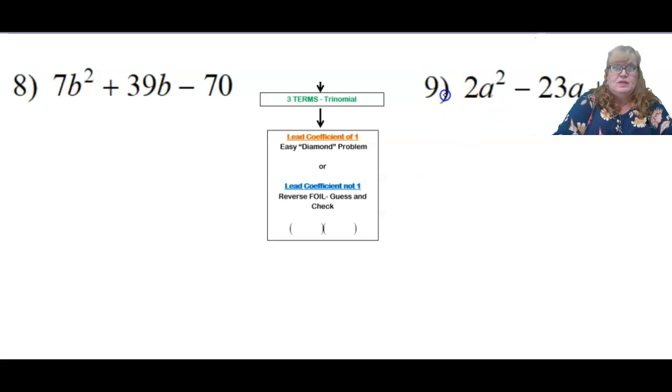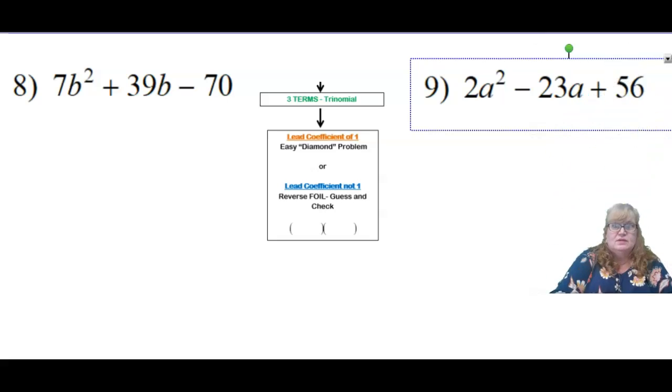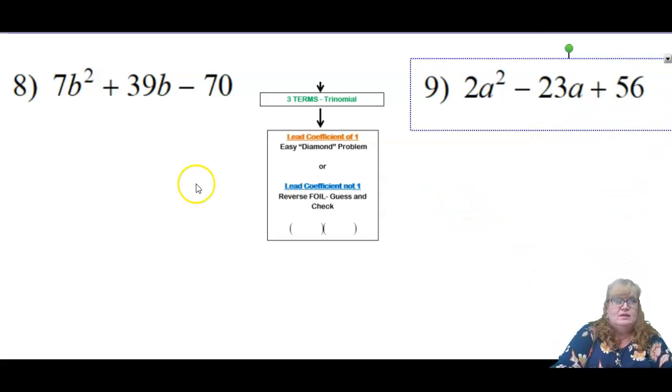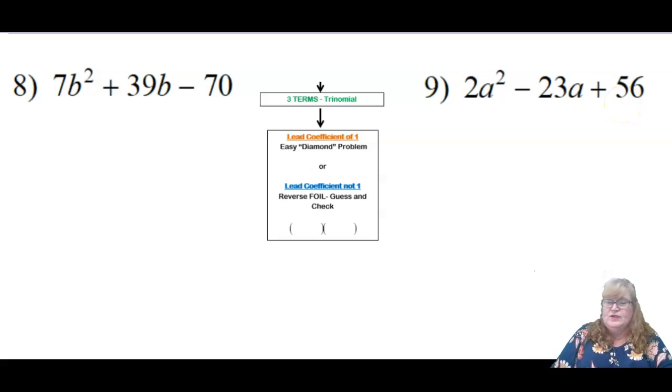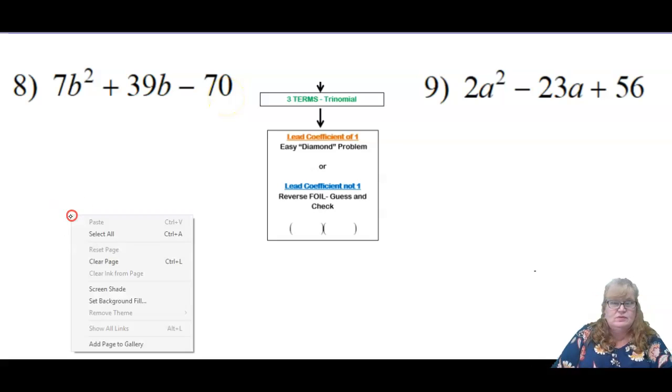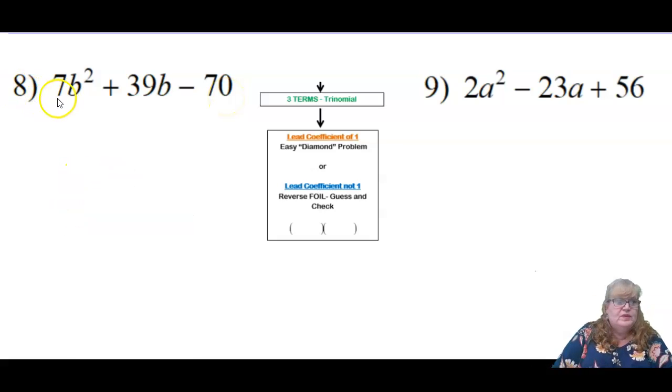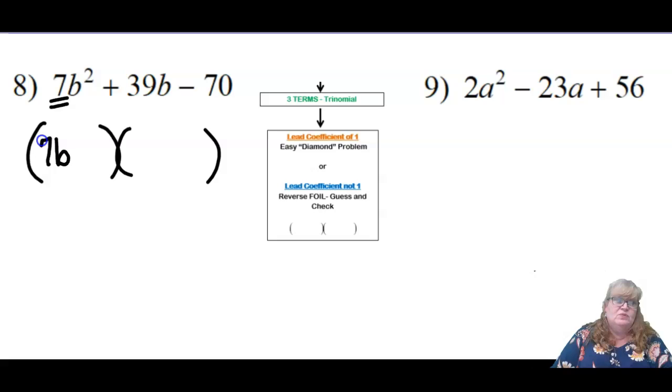All right. This is a trinomial again. What is different is that for the first time, this number is not a 1. So to get a 7b squared, I have to multiply like 7b times 1b. Now the good news is there aren't any other factors of 7 besides 7 and 1, so we're in pretty good shape. But there are quite a few factors of 70.